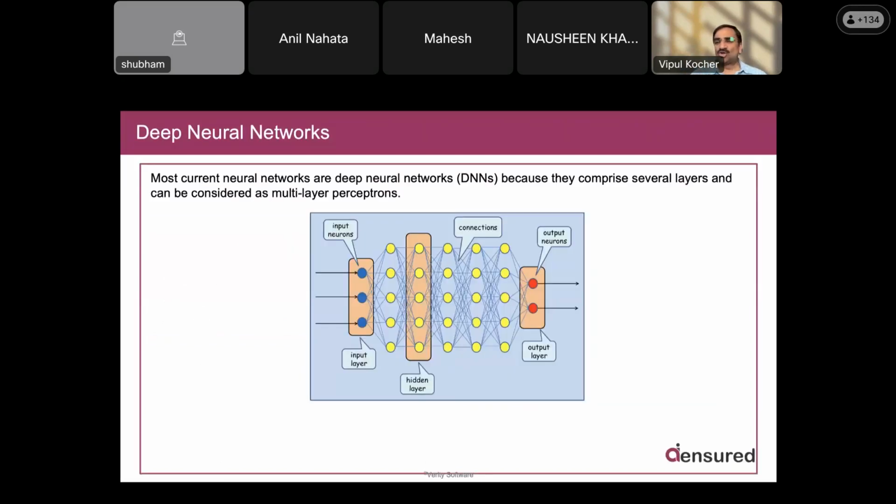Now, I'm sure all of you have heard about neural networks, and deep neural networks are very popular, and they have made AI possible today. The machine learning that you see, where you have a set of neurons, input and output, and a lot of hidden layers. Whenever you have more than one hidden layer, you call that a deep neural network.